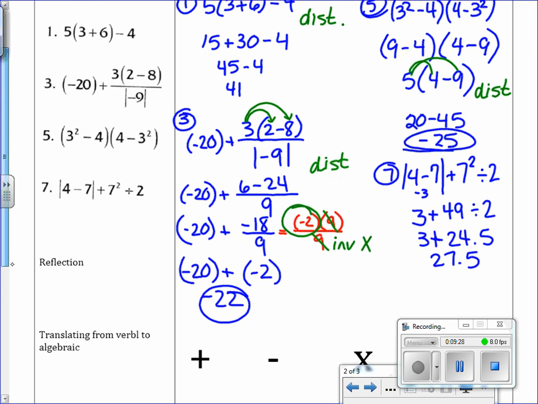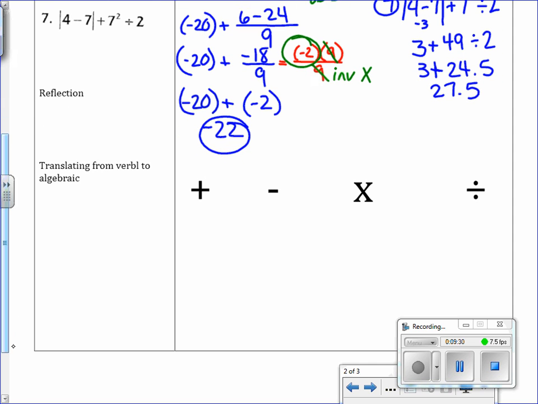Okay, moving on. The next thing that we're responsible for is translating from verbal to algebraic. So I have plus, minus, multiplication, and division symbols. One word that we can use for this addition symbol is plus. For this symbol, minus. For this symbol, multiply. And this symbol, divide. These are probably the most common words that we're familiar with. What I'd like you to do is take a second, pause the video, and write down any other words that you may be familiar with. We'll share this with the class.